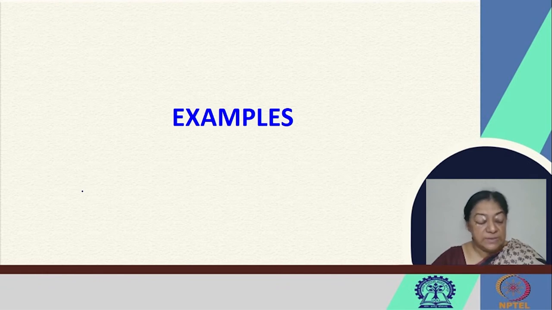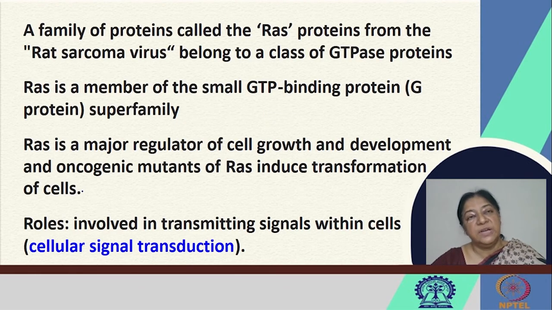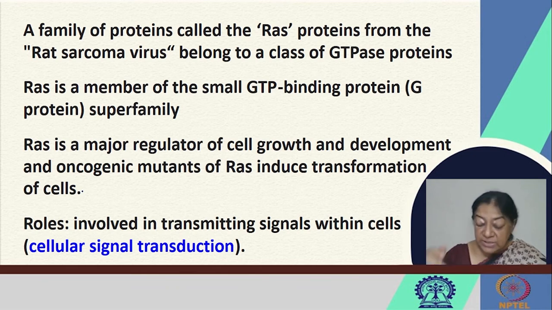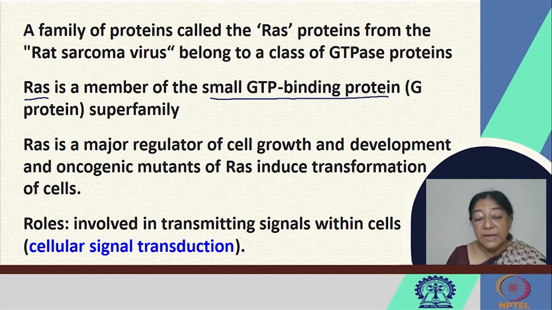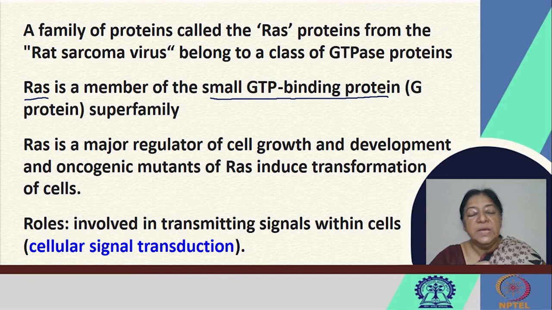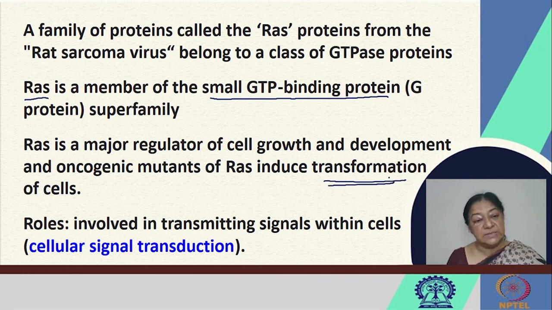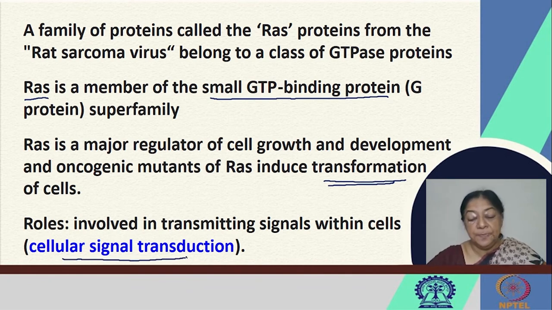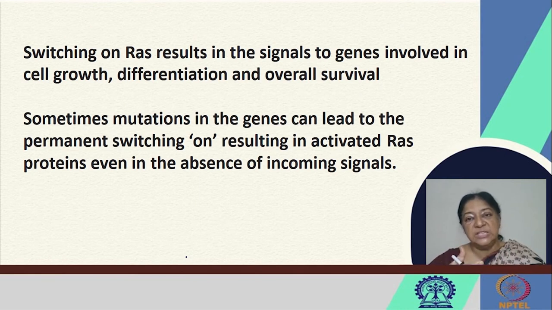If we look at some specific examples now, we have a family of proteins called the Ras proteins. They are from the rat sarcoma virus. They belong to a class of GTPase proteins. So this Ras is a member of the small GTP binding proteins of the G protein superfamily. This protein is a major regulator of cell growth and development, and oncogenic mutants of Ras induce specific transformations in cells. So the role of this specific protein is in transmitting signals within the cells in what we call cellular signal transduction. The switching on of this Ras protein results in signals to genes that are involved in cell growth, differentiation, and overall survival.